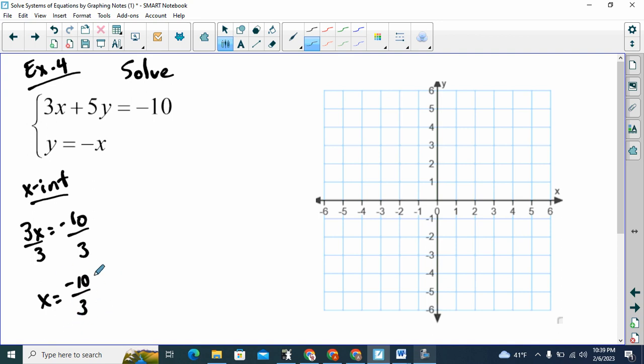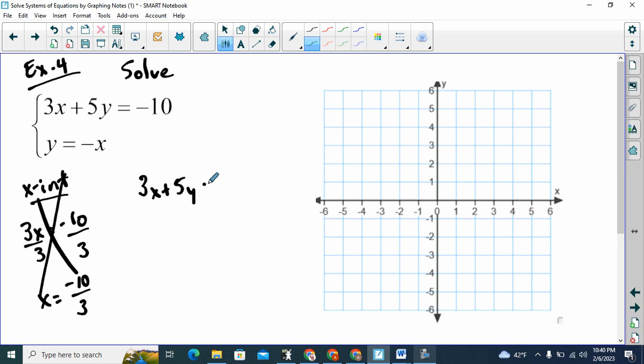That's not going to be easy to graph. Negative 3 1/3, we could approximate where it is, but it's going to be tough to get a precise graph with a fraction as the x-intercept. So when that's the case, getting the x and the y-intercept, that's not the best method anymore. So instead, this is where we should change to slope-intercept form. So I'm going to rewrite that equation down here.